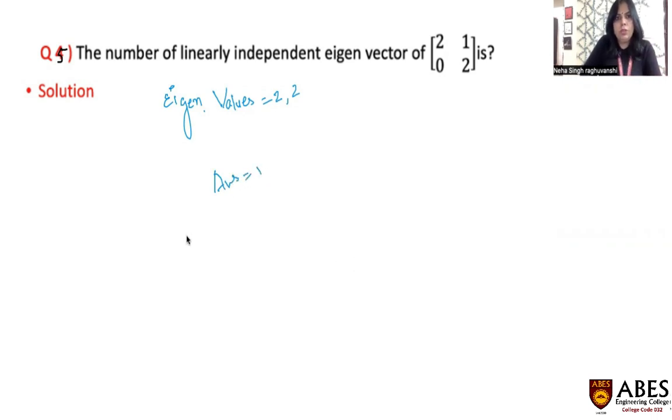There is a formula also, to find the number of linearly independent eigenvectors. The formula is the number of columns minus the rank of the matrix A minus lambda I. With the help of this formula, you can also find the number of linearly independent eigenvectors. I hope you are getting these questions.